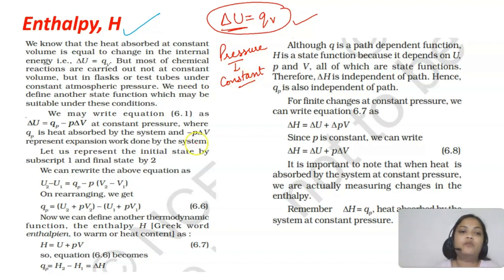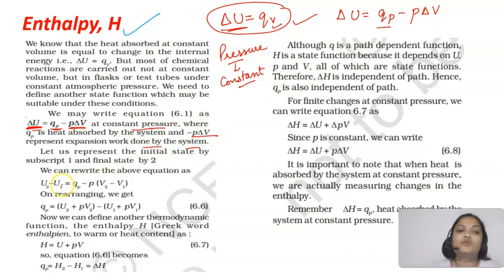Now let us recall the equation for delta U. Delta U is QP minus P delta V. I am rewriting it because now we are considering it at constant pressure, so in the subscript I am writing P. Minus P delta V is the work done by the system, and QP is the heat absorbed by the system.